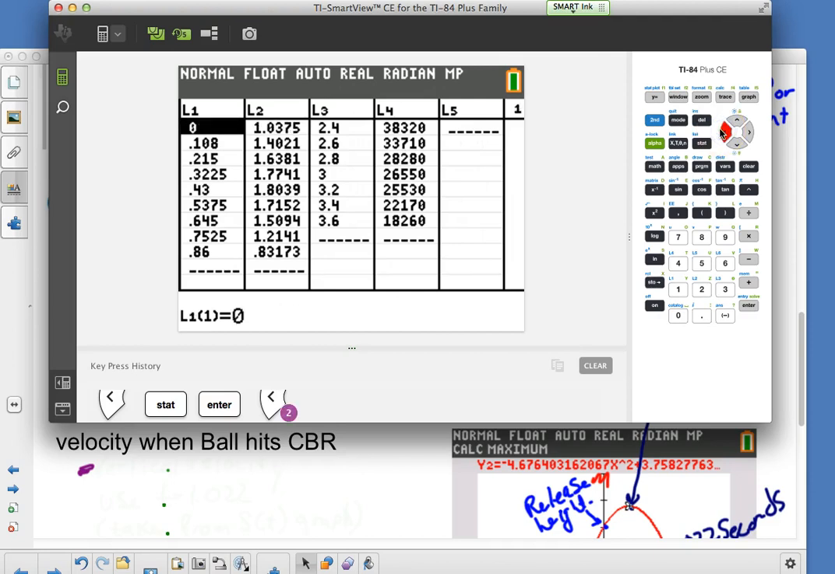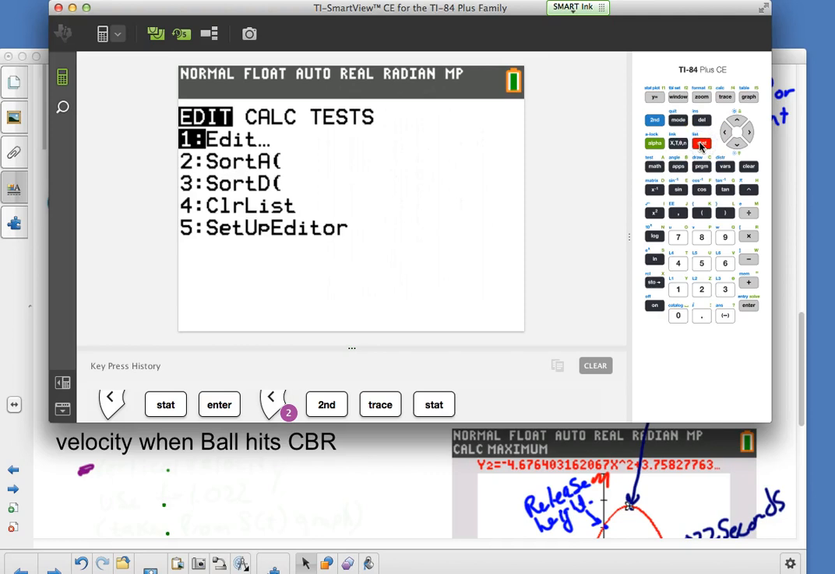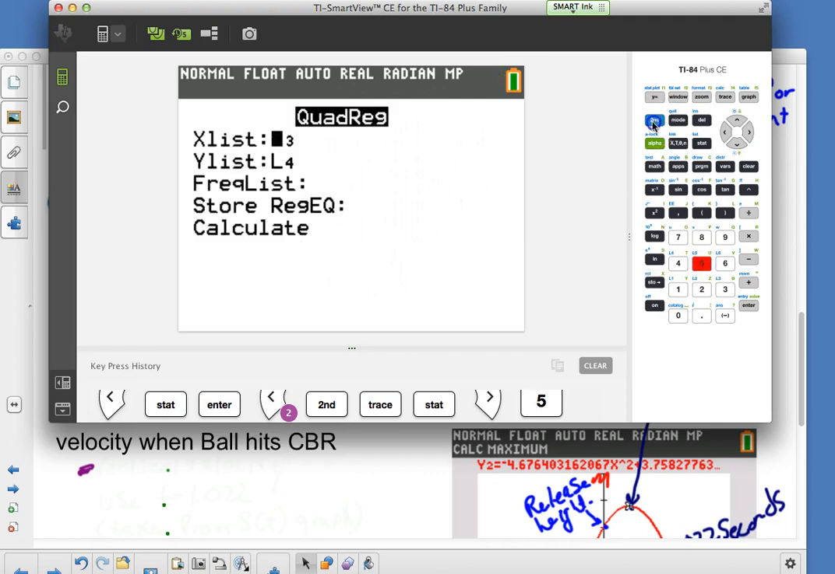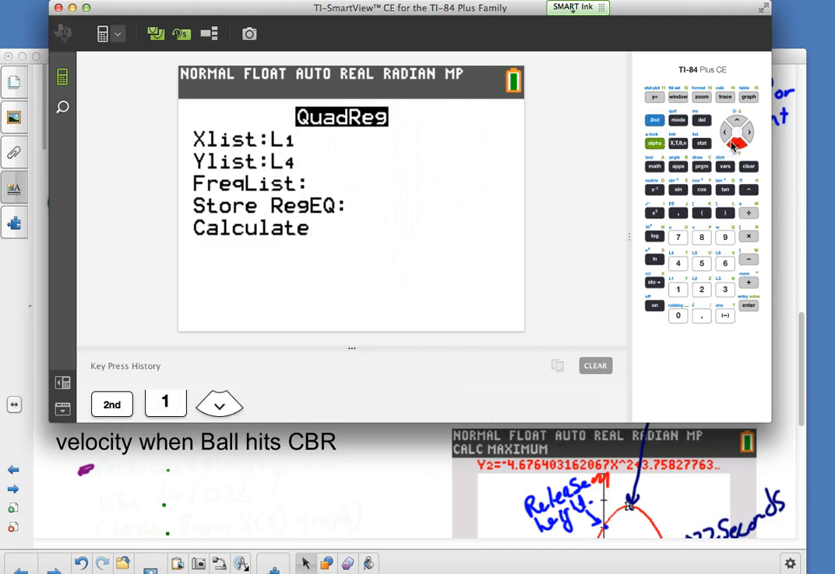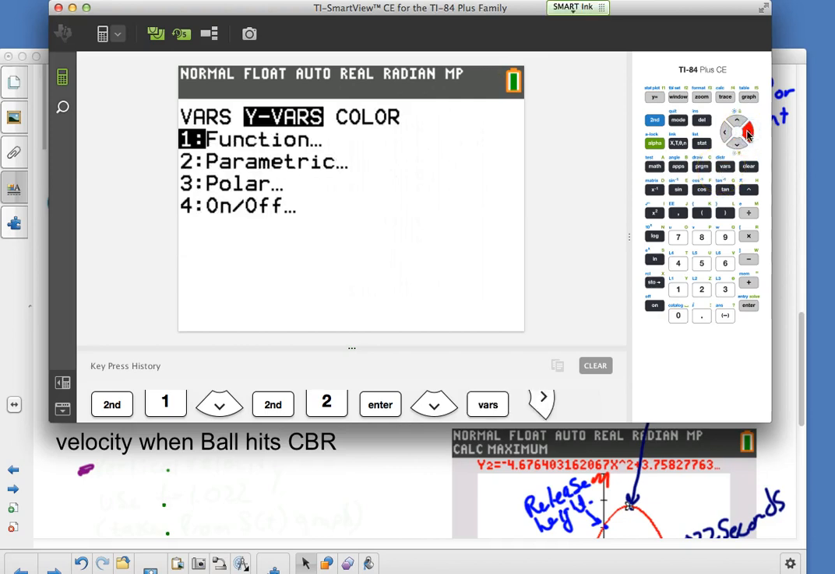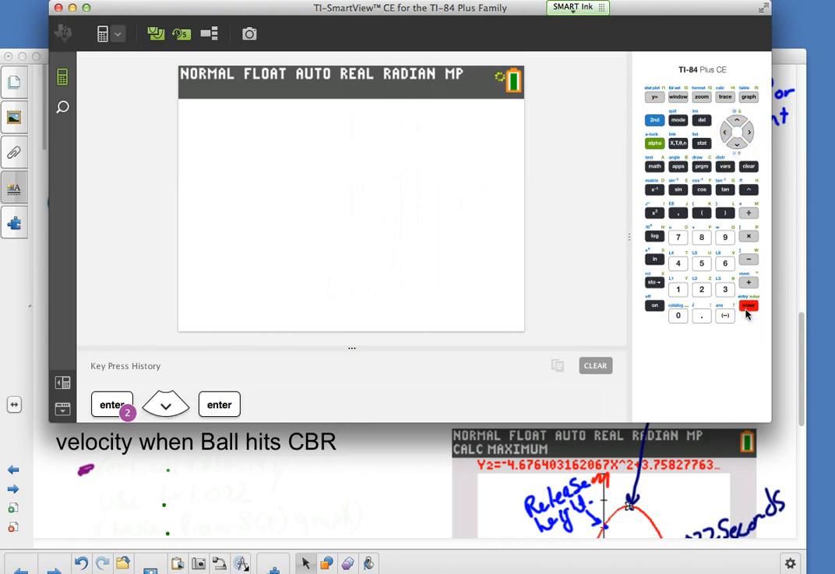So now let's go to my data set, my second calc. Calc. There we go. And I want my quadratic, I want 5, and I want second L1, and I want second L2, enter. And then I'm going to go and put it in vars Y1. And we are now golden, and the wheels on the bus are back on.